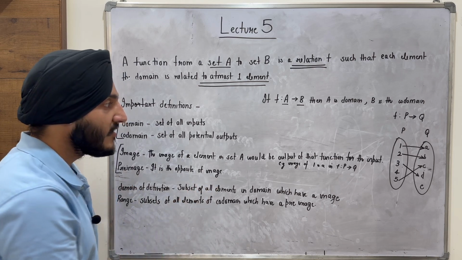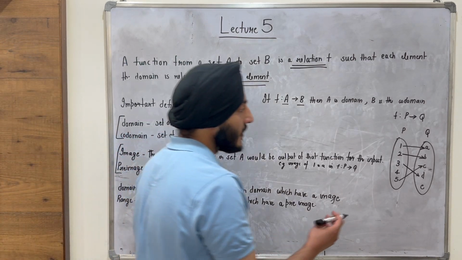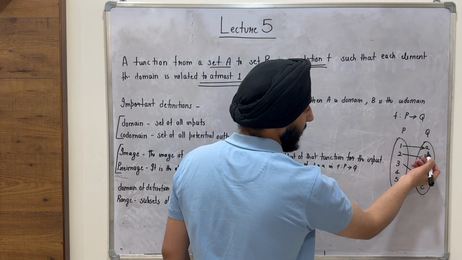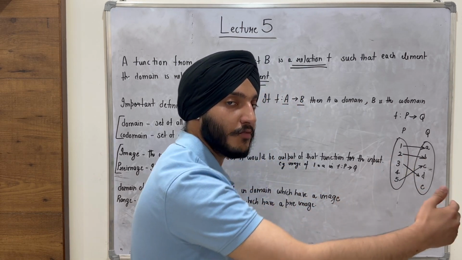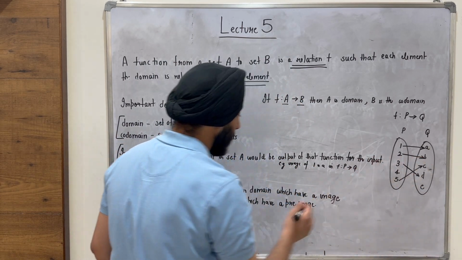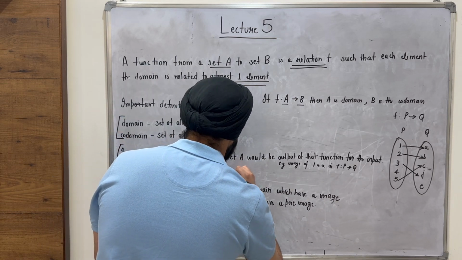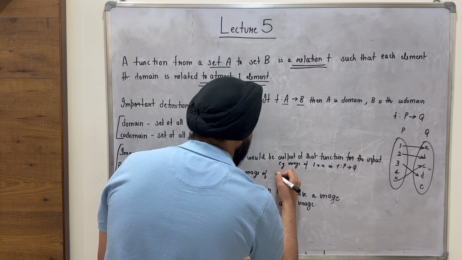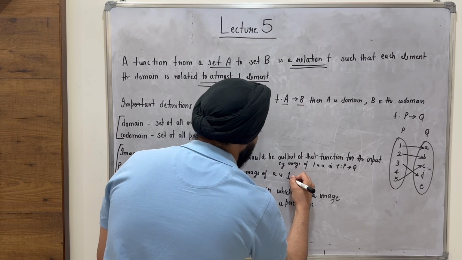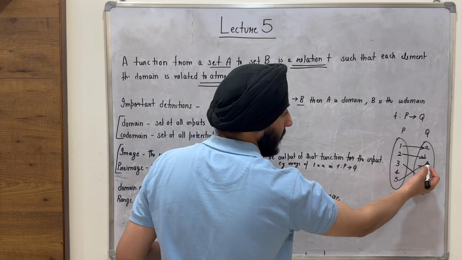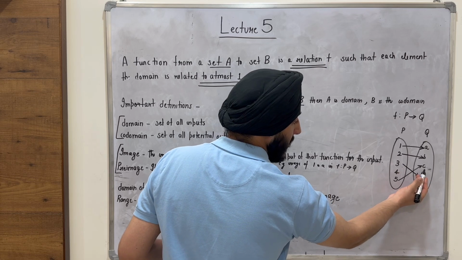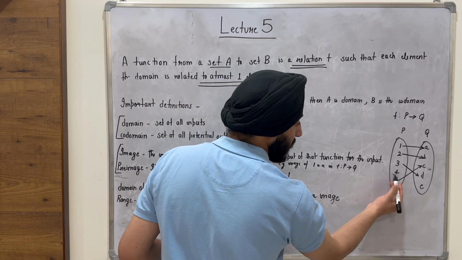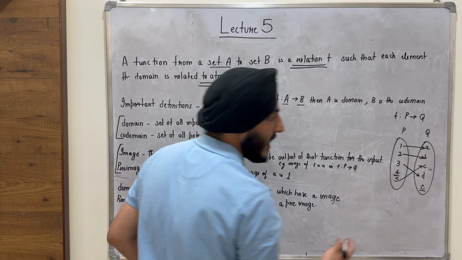The pre-image is basically the opposite of an image, right? So basically, the image of 1 is A. Now the pre-image of A is 1 over here. Pre-image of A is 1 and the image of 1 is A, right? So pre-image of A is 1, pre-image of B is 2, pre-image of C is 5, pre-image of D is 3, and that's it, right? 4 does not have an image, E does not have a pre-image.